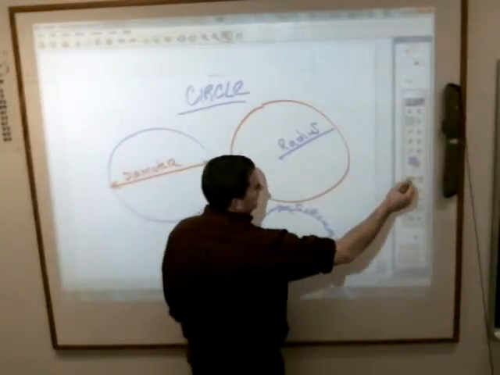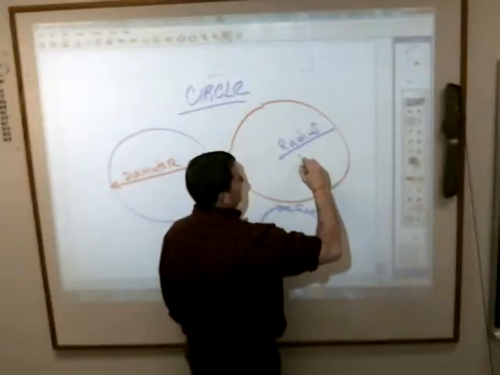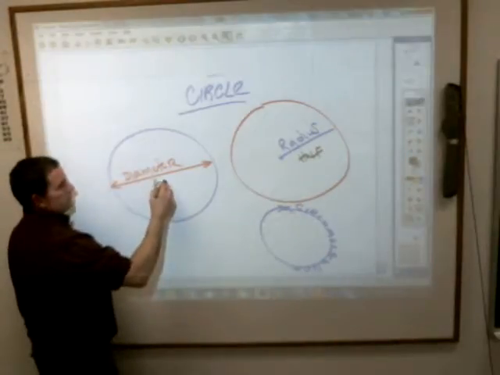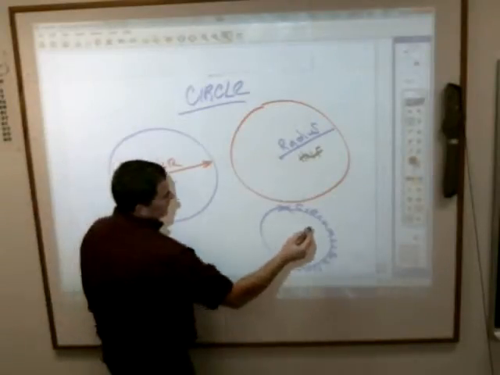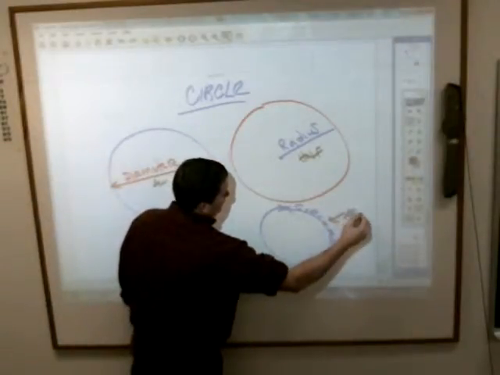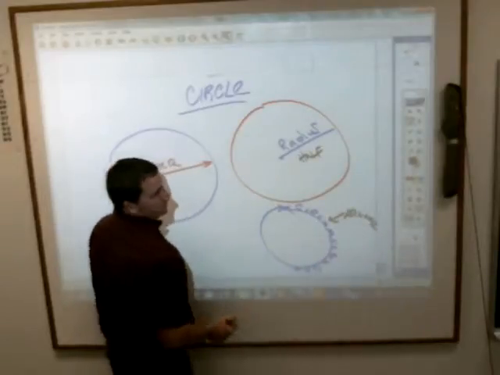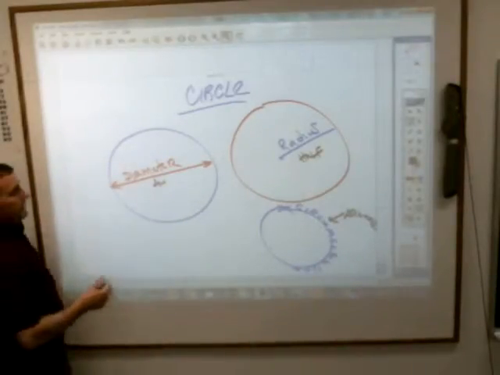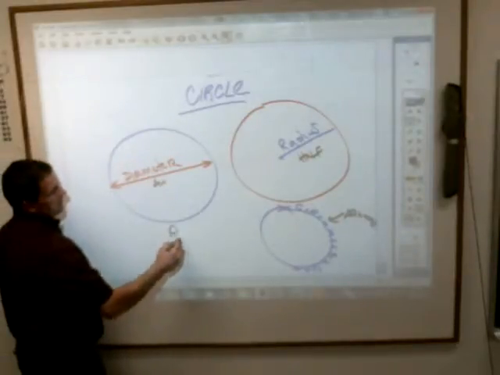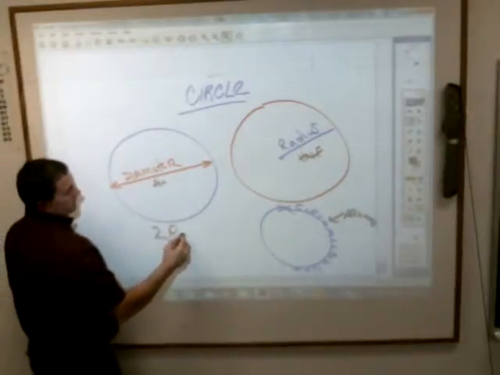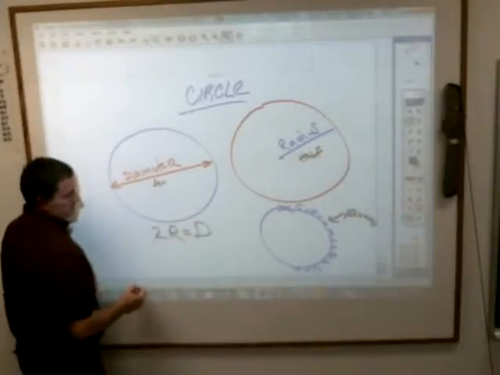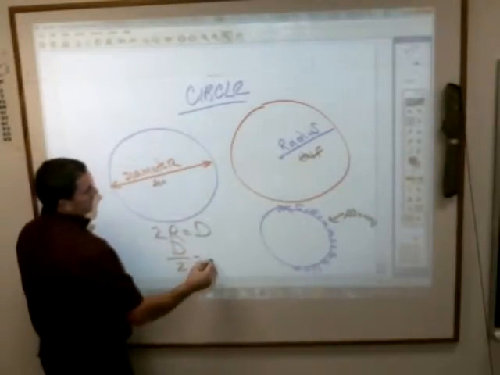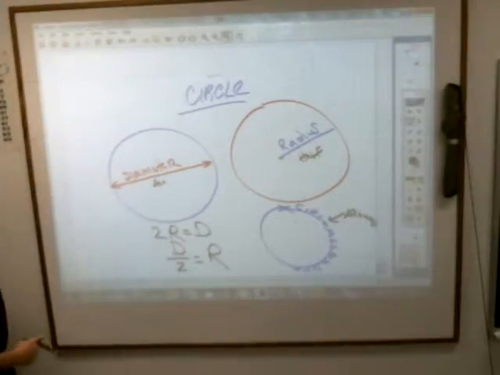Okay. Radius is only halfway through. Diameter is all the way through. And circumference is around. Circumference is the same thing as the perimeter of a circle, but we don't use the word perimeter. And please know that if you take the radius and multiply it by 2, you're going to get the diameter. Or if you take the diameter and cut it in half, you're going to get the radius. Are you with me on that?